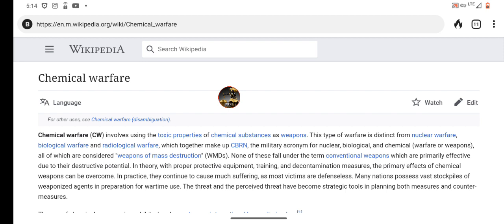Yes, Lord. We digging on chemical warfare, right? Involves using toxic properties of chemical substances as weapons. This type of warfare is distinct from nuclear warfare, biological warfare, radiological warfare, right? Conventional weapons. None of these fall under terms of unconventional weapons, huh? So when we speak nanotech, right? Unconventional weapon. As well as what? Chemical substances.